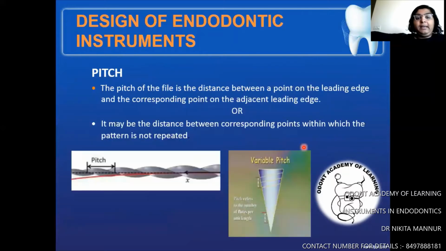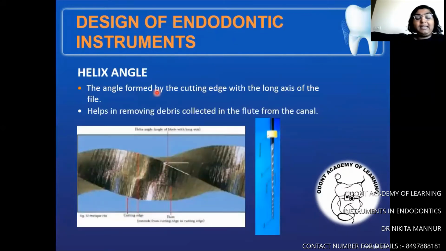So basically, when we talk about helix angle, this is the center of the file, this is the long axis, and this is the cutting edge. So there is an angle formed here. If this angle is more positive, then you have better cutting efficiency of a file.